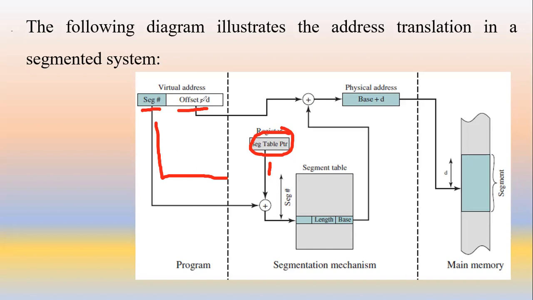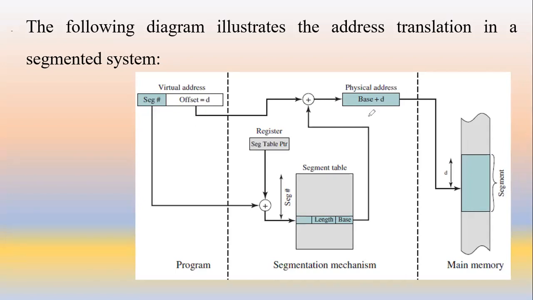Then we pick the offset. We pick our offset and we add it to the value we have gotten from the segment table as the base. So we add the two. Once we add the two, we are able to get the physical address for our segment, which will be the value we have gotten for the base plus what we had as our offset from the virtual address.